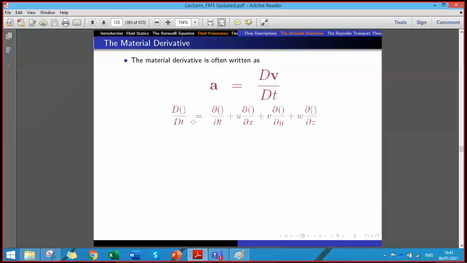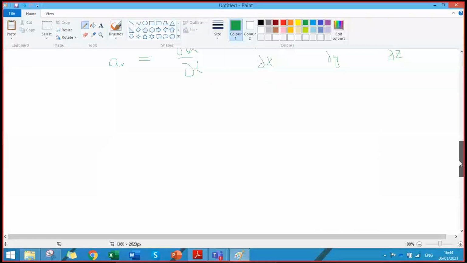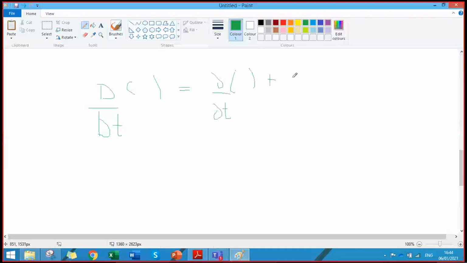This can be done for any property, not only for velocity, but for the temperature. If I ask you to calculate the total derivative for temperature, DT by Dt, you will just write: this is the description of the material derivative, D by Dt of temperature, right? So you will have partial by partial t of that property plus u partial by partial x of that property plus v partial by partial y of that property plus w partial by partial z of that property.